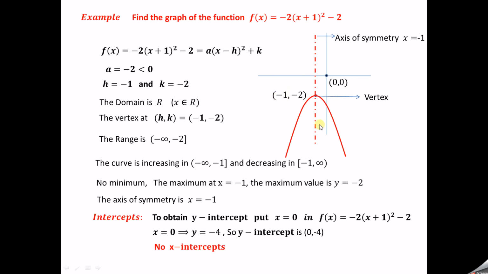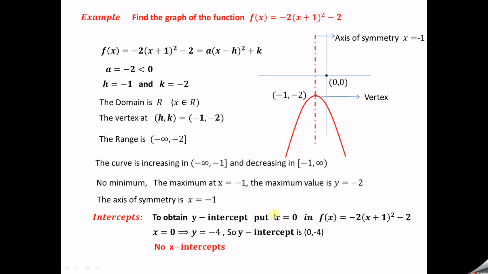And the axis of symmetry. We know axis of symmetry is always x equal to h. Here h is minus 1. So x equal to minus 1 is the axis of symmetry. This line. This is the axis of symmetry. x is equal to minus 1.